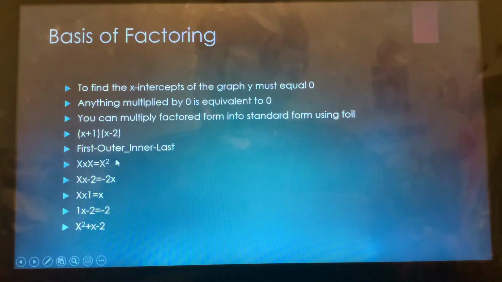Now, FOIL is first, outer, inner, last, meaning we multiply the first x by x is x squared, outer x by -2, which is -2x, inner 1 by x, which is x, and last, which is 1 by -2, which is just -2. And if we add those together, it would be x squared minus x minus 2.